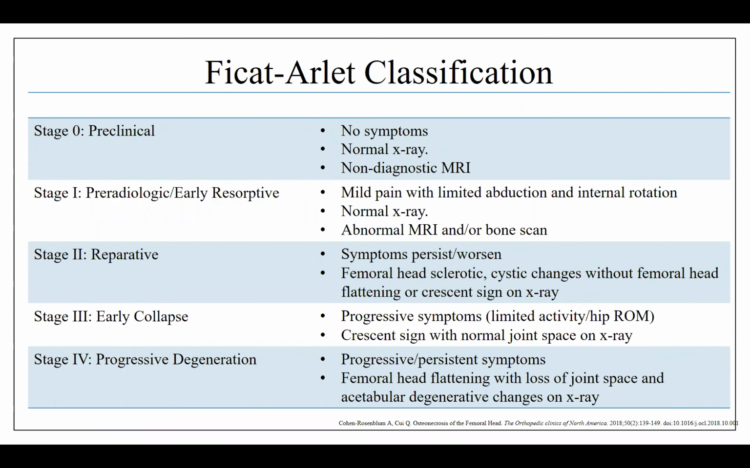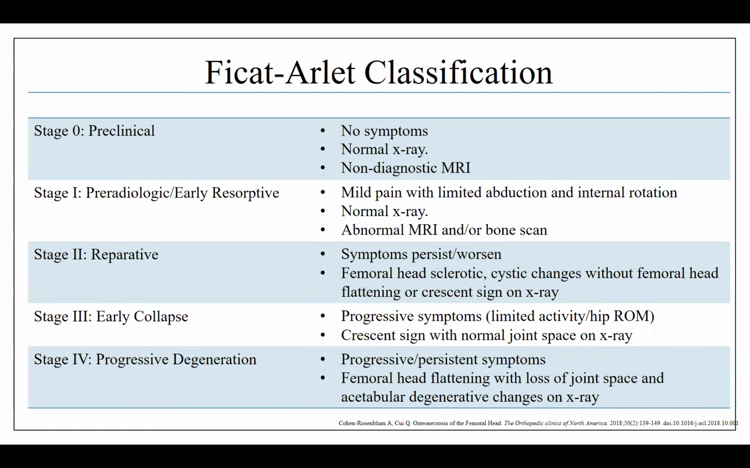This slide goes over the 4 different stages. Stage 0 is where you have no symptoms, a normal x-ray, and a non-diagnostic MRI. So it's really the preclinical stage. Stage 1 is where we have mild symptoms, a normal x-ray, but now an abnormal MRI. Stage 2 is where the symptoms persist or worsen.